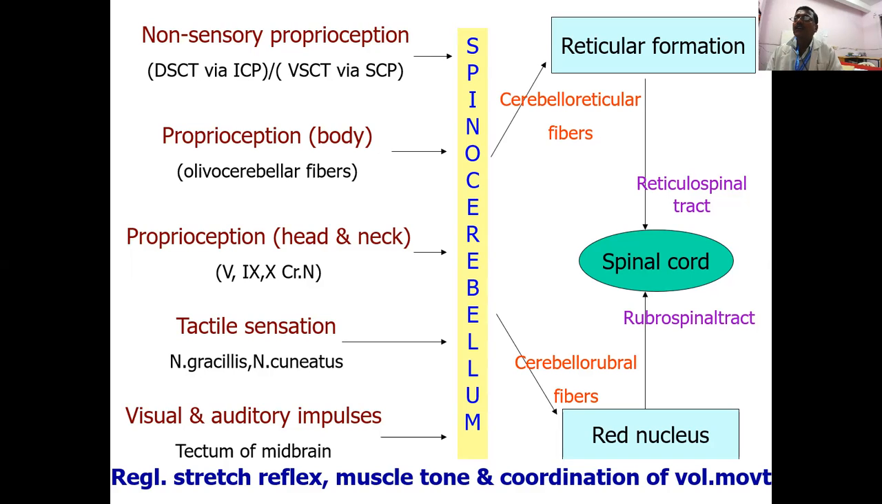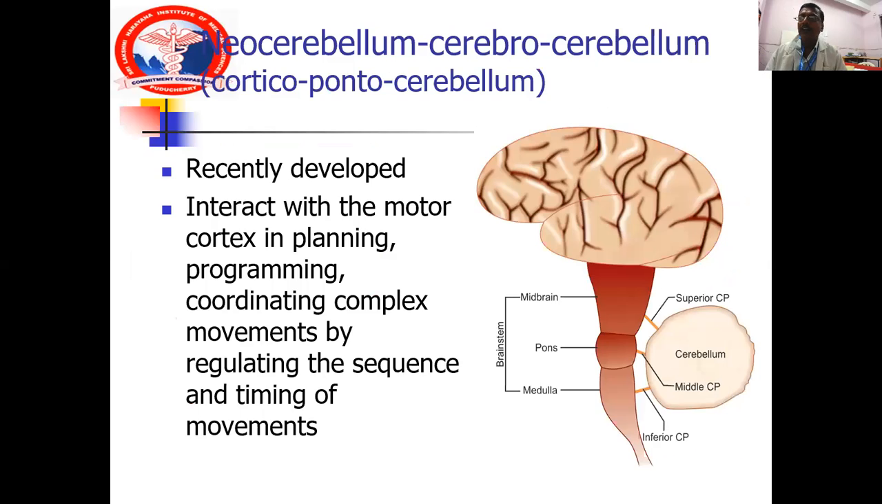From there, it goes to the reticular formation via cerebellar reticular fibers. Then it goes to the reticulospinal tract and enters into the spinal cord. And fibers from the spinocerebellum also go via cerebello-rubral fibers to the red nucleus. Again, from the red nucleus, fibers communicate to the spinal cord. So the net result is it is responsible for regulating the stretch reflexes, muscle tone, and coordination of the movements.